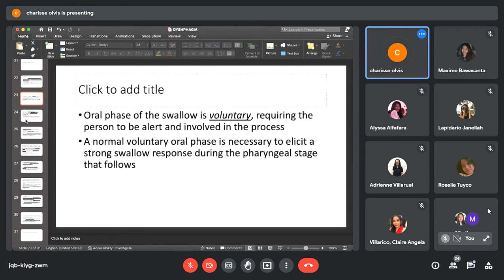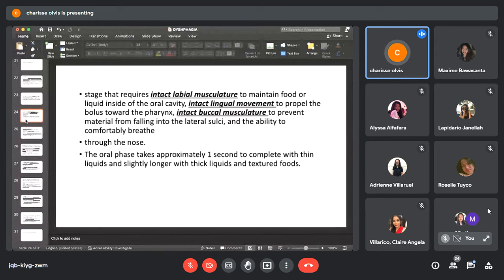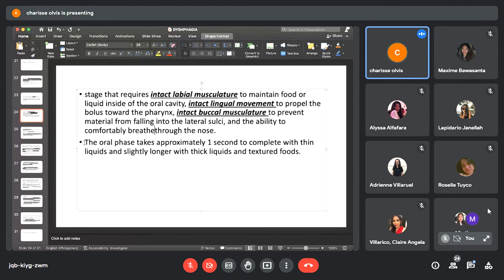Next, this stage requires, again, aside from good muscle control, intact labial musculature to maintain the food or liquid inside the oral cavity, intact lingual movement or the tongue, and then intact buccal musculature to prevent material from falling into the lateral sulci, and the ability to comfortably breathe through the nose.